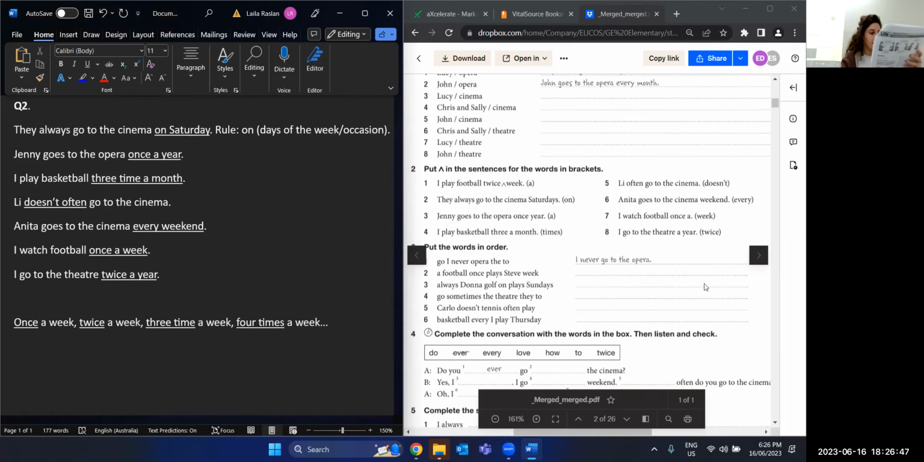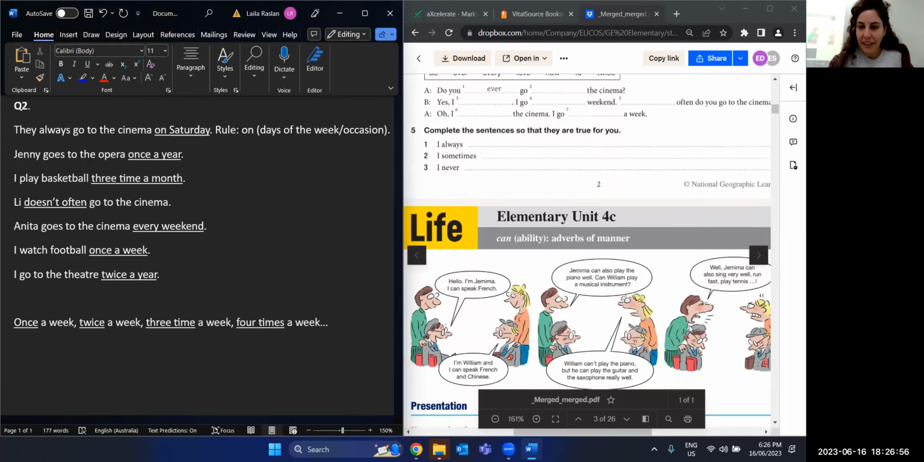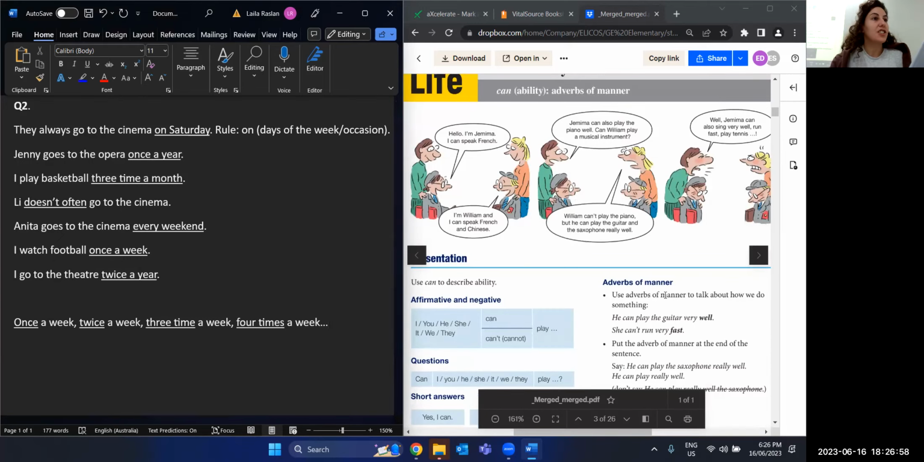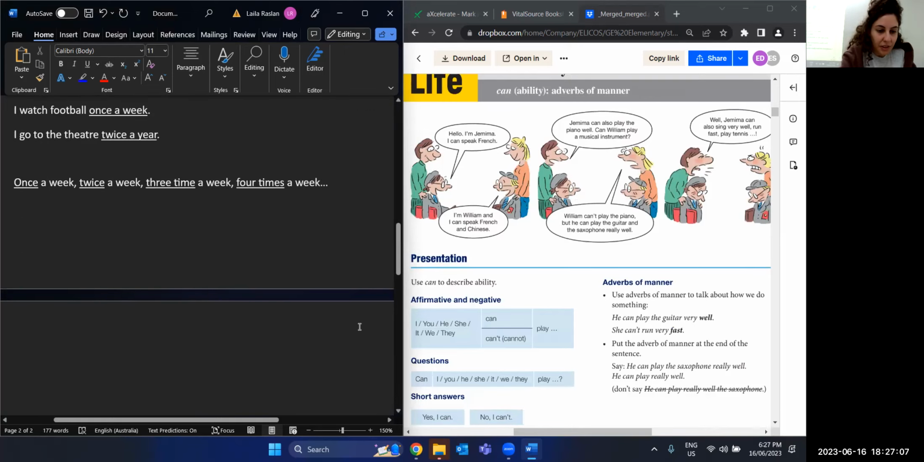A few more minutes. Let's practice. Let's go back to "can." On the following page, we've got this conversation. So "can," remember, is ability. It talks about what you can do, because not everyone can do it. So think of it that way. When you want to show that you know how to do something, because not everybody can do it, then you say "can."